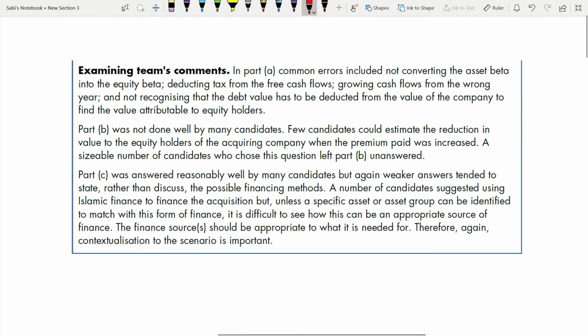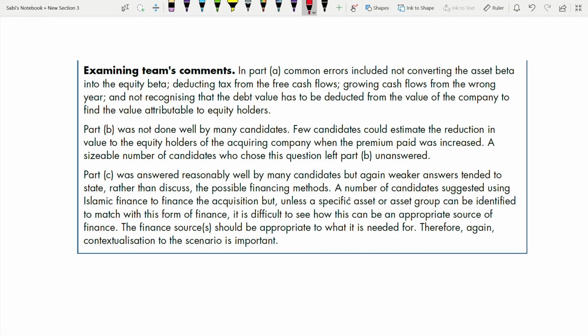Okay, now we'll see what the examiner's team had to say on part A. In part A, the common errors included not converting the asset beta into equity beta. You have to. Otherwise, how will you find the cost of capital? You are not putting asset beta in the CAPM formula. You are putting equity beta only. You have to convert it to equity beta.